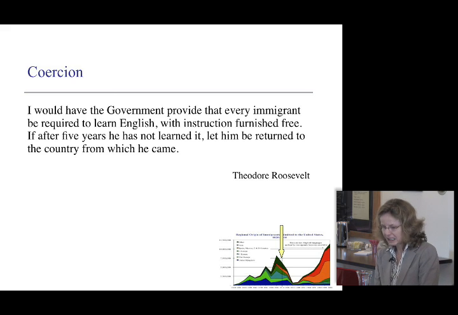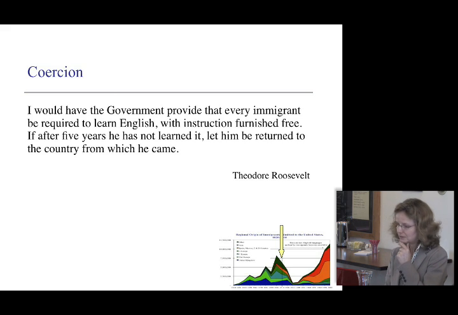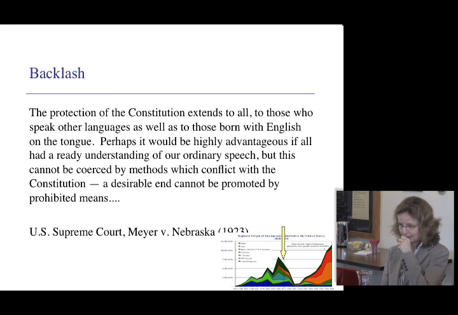But the Americanization movement overreached during the hysteria surrounding World War I and became overtly coercive. Immigrants were threatened with deportation if they didn't learn English. The use of non-English languages was forbidden in schools and in public places, including in Iowa on the telephone. And New York State required immigrants aged 16 to 21 to attend night school if they didn't speak English.